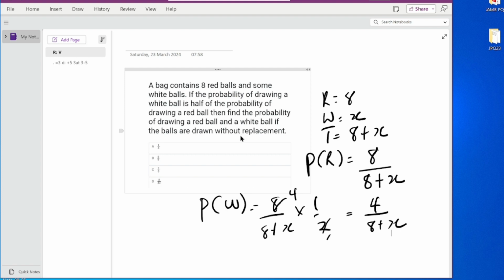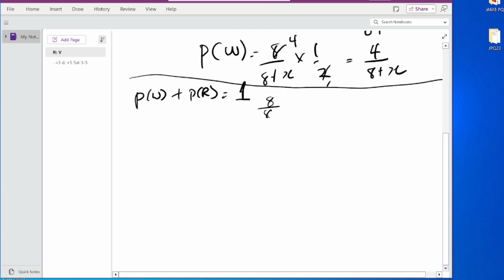And we know in probability, since there are two possible choices, the probability of red and the probability of white should equal 1. So we'll take it as probability of white plus probability of red equals 1, which is 8 over 8 plus X plus 4 over 8 plus X should equal 1.